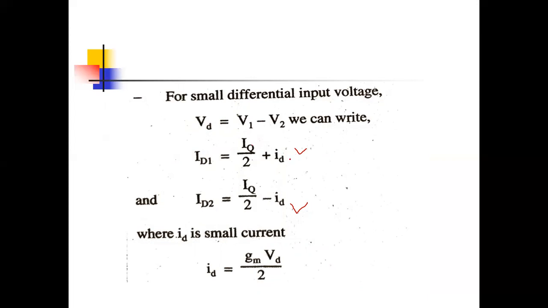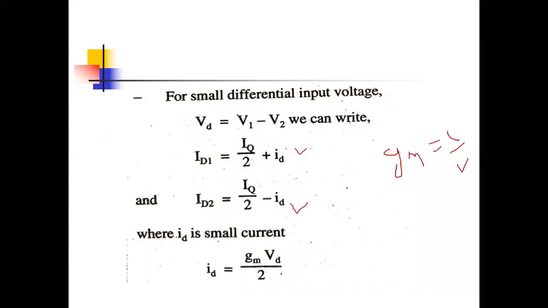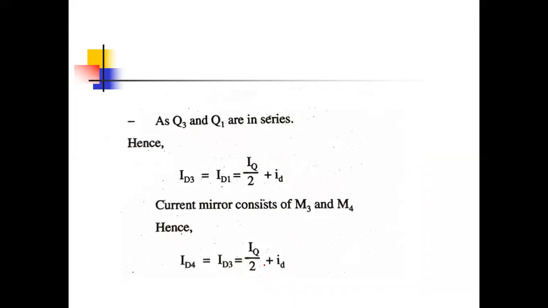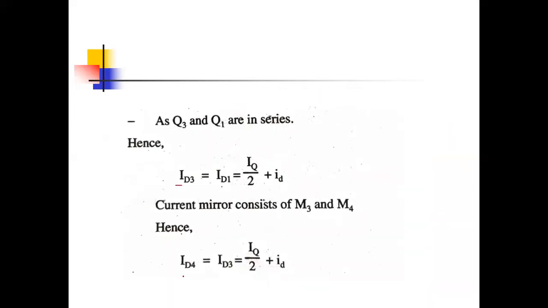And you know very well what id is. If you remember, Gm is ID by V, so from this I equals V into Gm. But since the current is half, it will be Gm Vd by 2. So id equals Gm Vd by 2. This is whatever we are assuming, this ID1 that equals ID3, and ID2 that equals ID4.